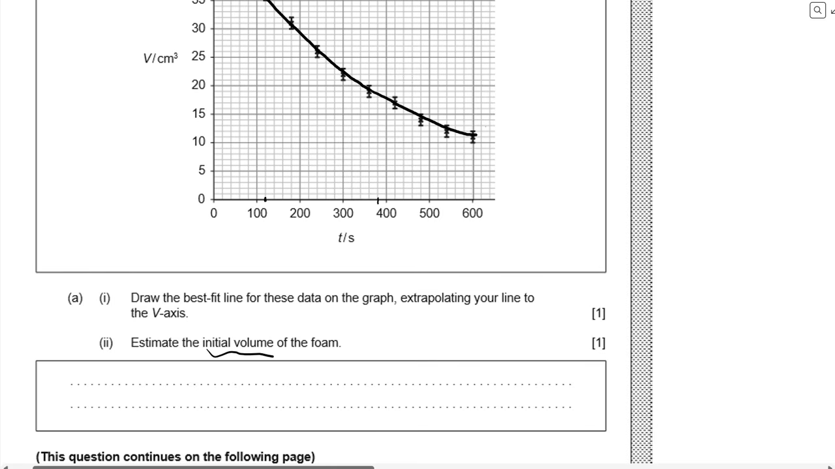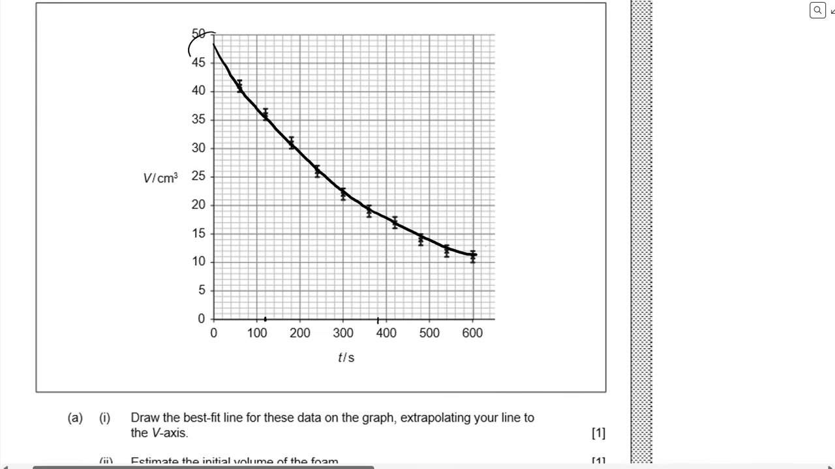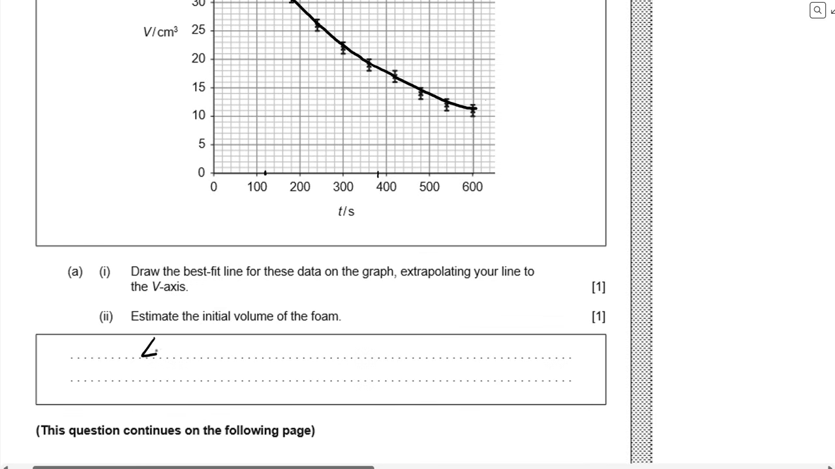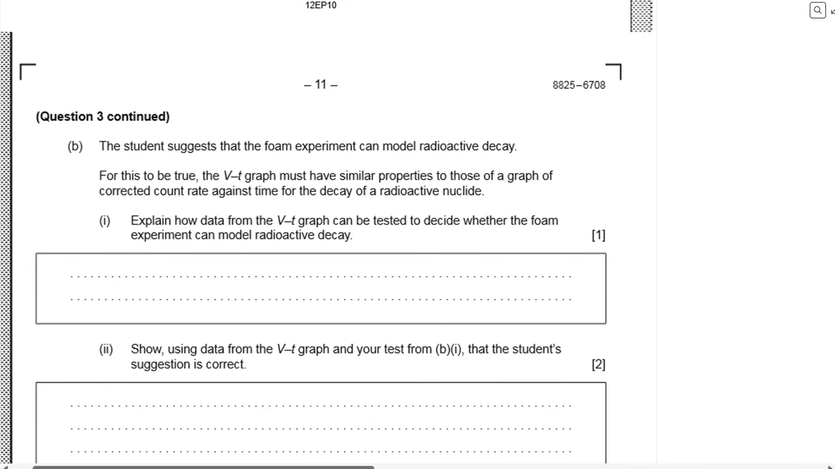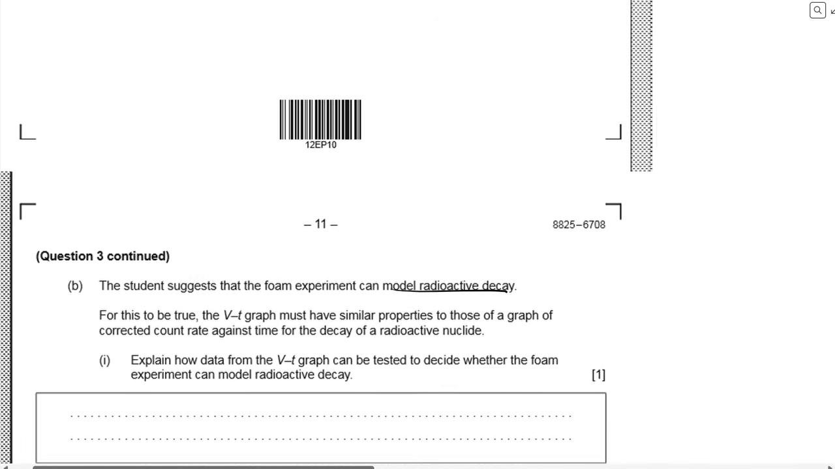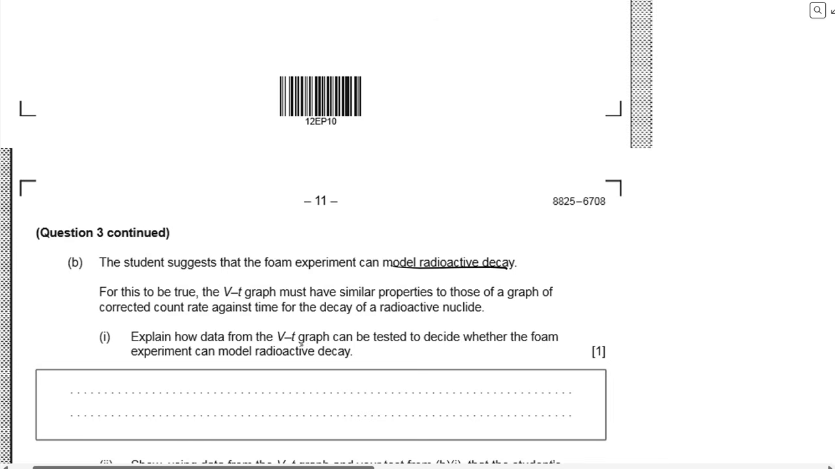Estimate the initial volume of the foam. The initial volume of the foam would just be wherever that is, and that is 46, 47, 48. 48 cm cubed. Then the student suggests the foam experiment can model radioactive decay. It must have similar properties to the graph of corrected count rate against time for the decay of radioactive nuclei. Explain how data from the V-t graph can be tested to decide whether the foam experiment can model radioactive decay.